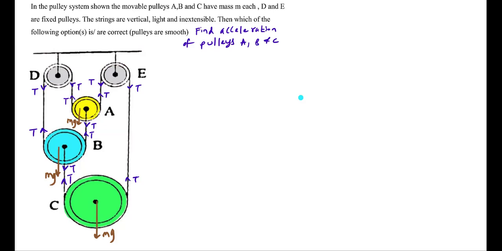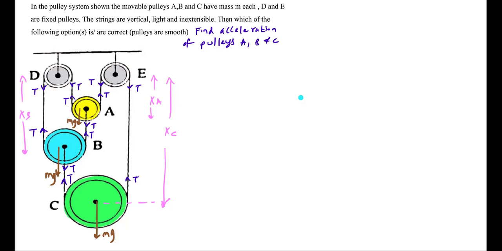Now we'll define the constraint equation. This will be xa. This length xb. This length xc. Okay, overall length of the string should remain constant.